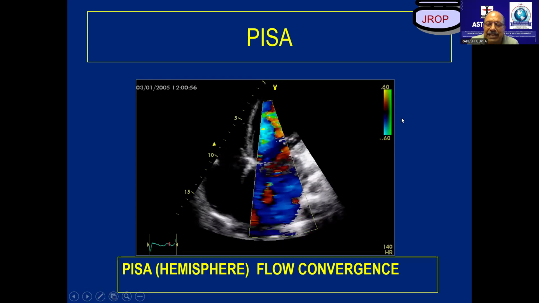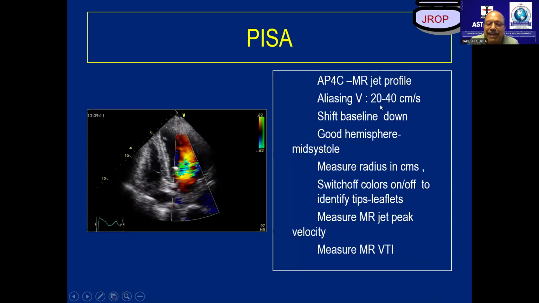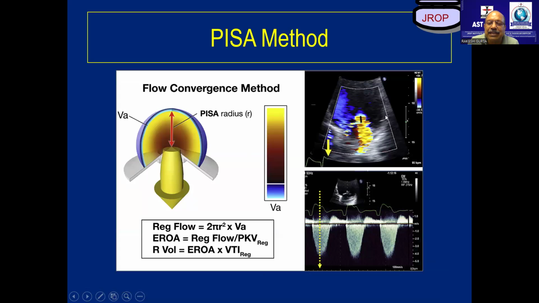So we move this baseline down. So this is another aliasing velocity. So look at this. This scale has gone down and this is the aliasing velocity. This is the area and this is the radius. So regurgitant volume is 2 pi r square, 2 into 3.14 into r square. R square is that radius into the aliasing velocity.